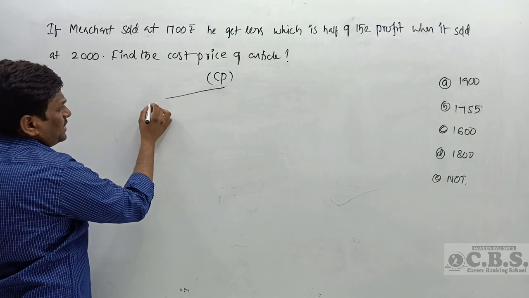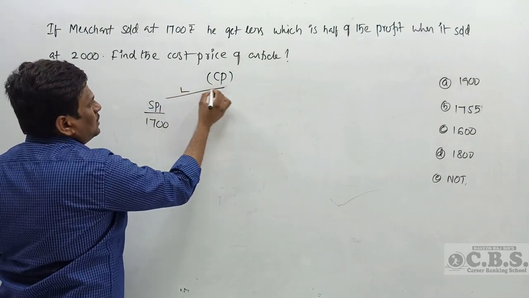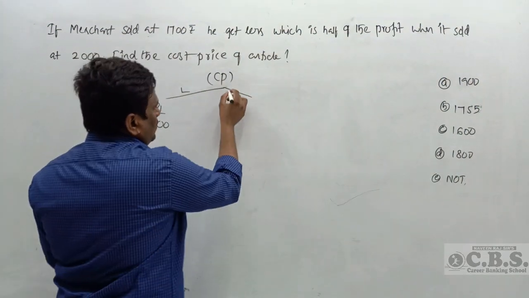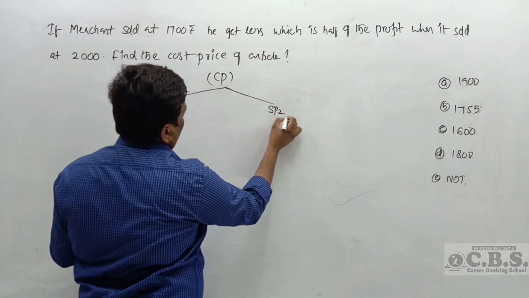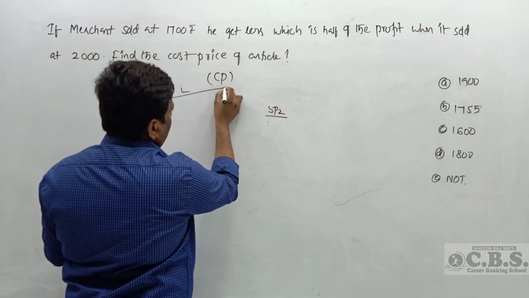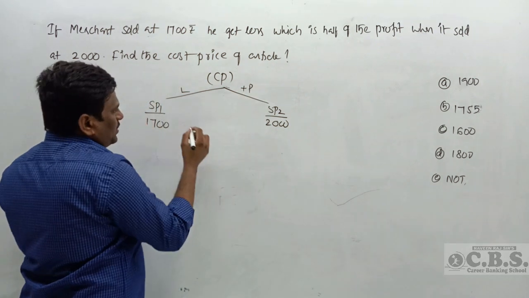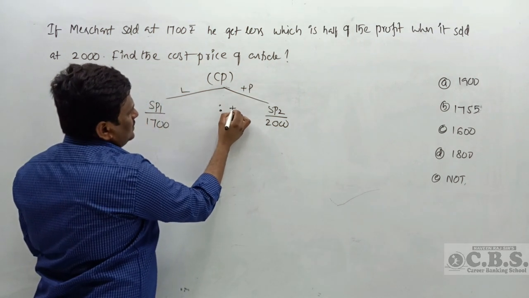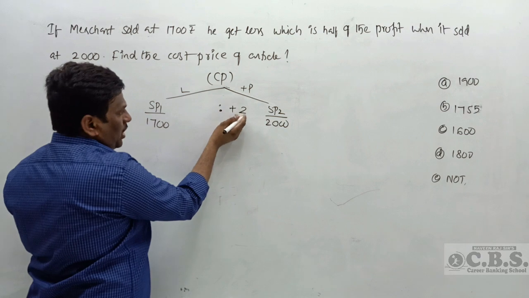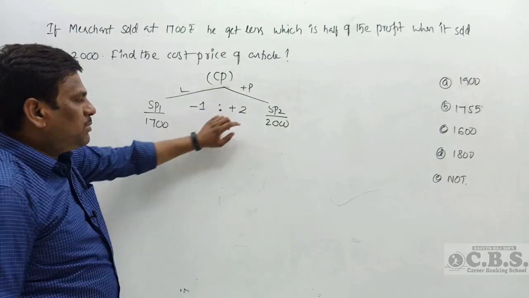First selling price, how much? 1700. You get a loss. And the second selling price, how much? 2000, it is a profit. Get my point. So, a simple fundamental: I take the loss as 1 part and the profit as 2 parts, since the loss is half of the profit. Loss means minus.